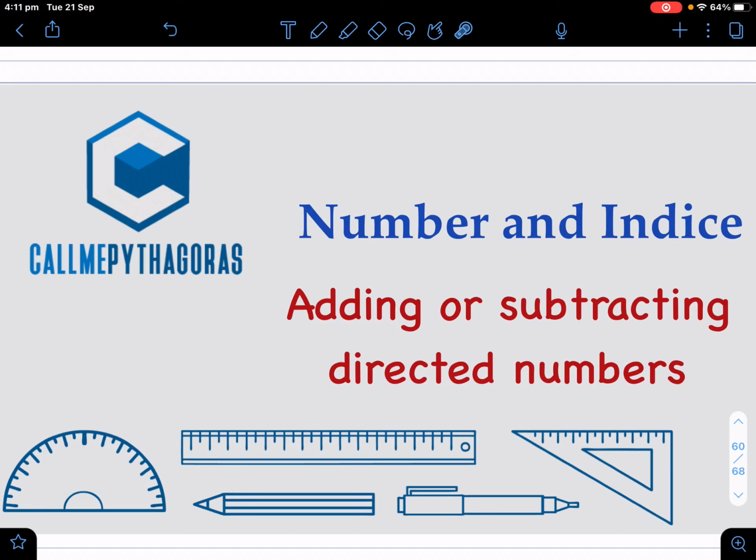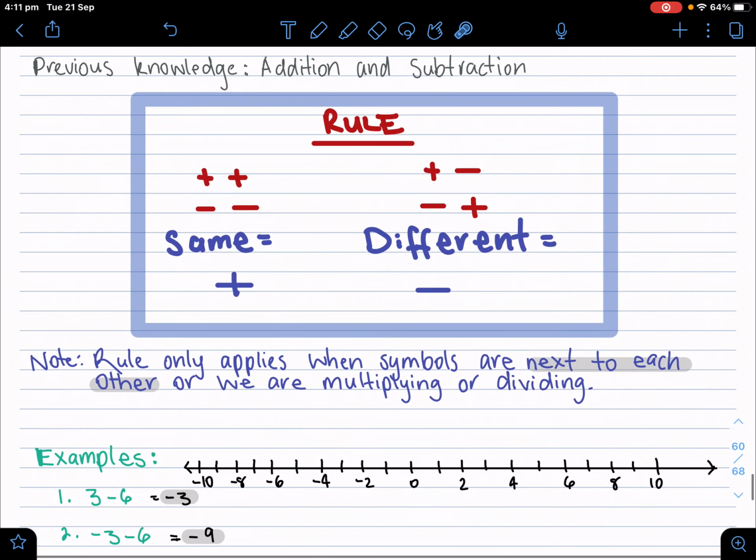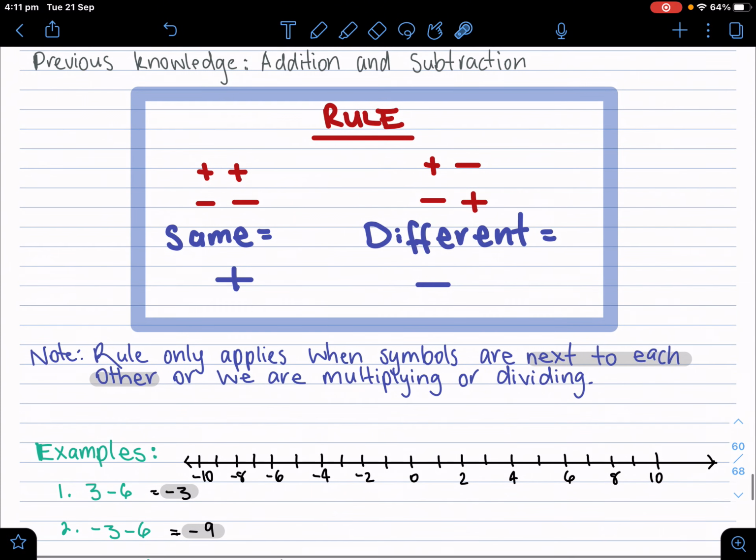Hey guys, so in this video we're going to be talking about adding or subtracting directed numbers as part of number and indices. Adding or subtracting directed numbers is exactly the same as adding or subtracting integers or any other number, but we have a different rule that applies when certain things happen. So let's go through the rule and then let's talk about when we apply this rule.